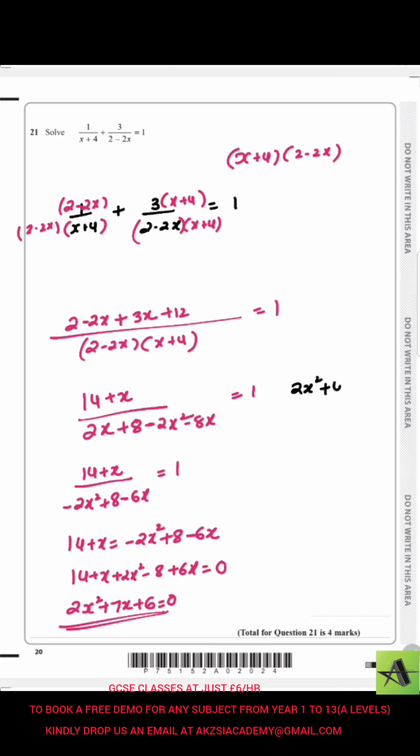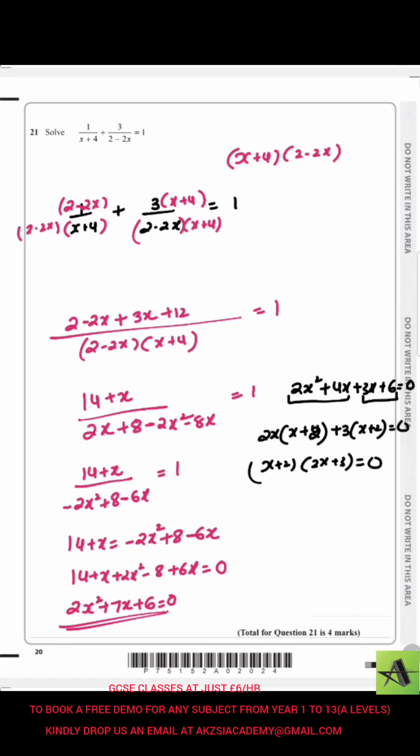So it would be 2x squared plus 4x plus 3x plus 6. Let me make the pairs. So taking out 2x as common, remaining is x plus 2. And here take out 3 as common, remaining is x plus 2. So final factors are x plus 2 because they both are common, and the remaining is 2x plus 3.